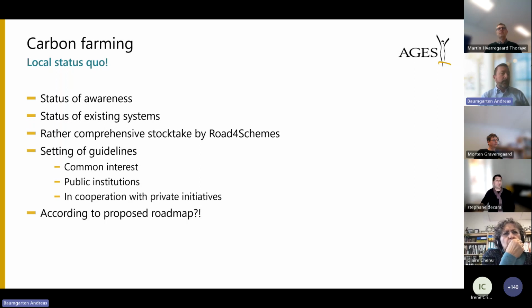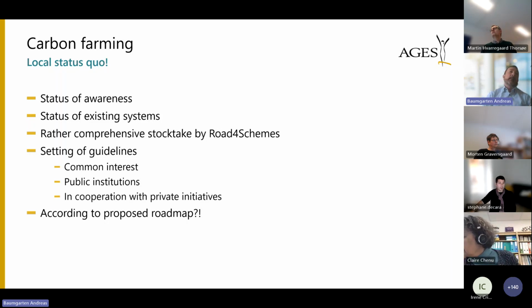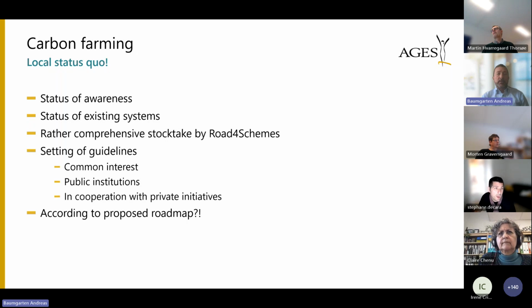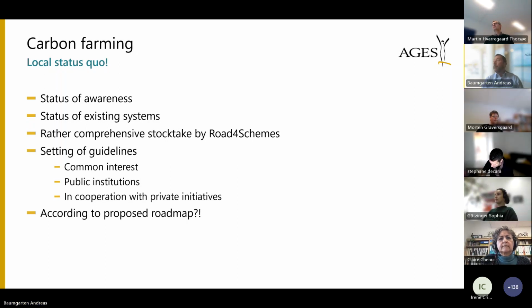You can have a look at this rather comprehensive stock take that we have made during the project. However, the outcome of all these things should be a setting of a guideline. And Irene has just informed you about the activities on European level, so that everything should be considered, or we hope that many of the things that we have discussed recently are considered.